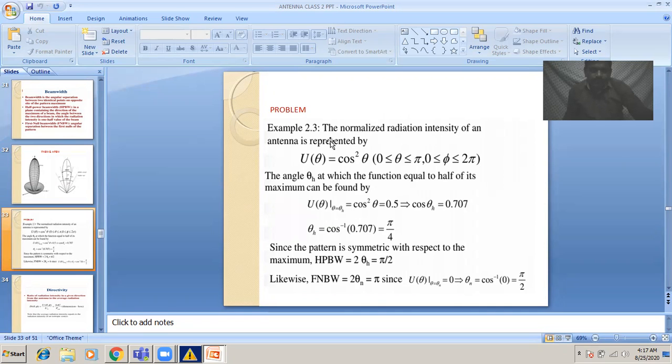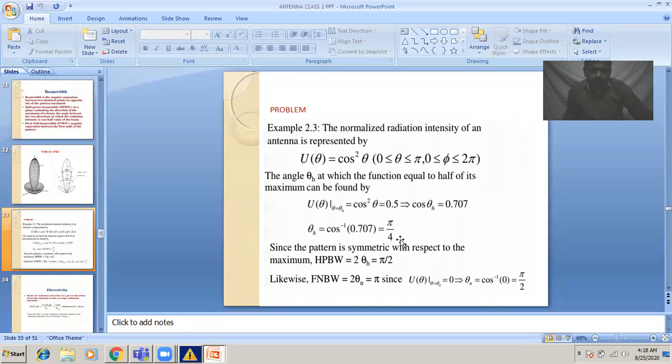So let us see here, radiation intensity is given for an antenna. That is U of theta equal to cos square theta. So these two are the variation in the azimuthal plane and elevation plane. In order to calculate the half power beamwidth, the radiation intensity must be made equal to 1/2, because the power must be equal to half. So therefore cos square theta is made equal to 1/2. So therefore we are getting that theta value as pi by 4.